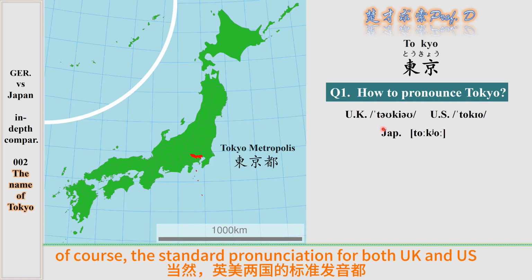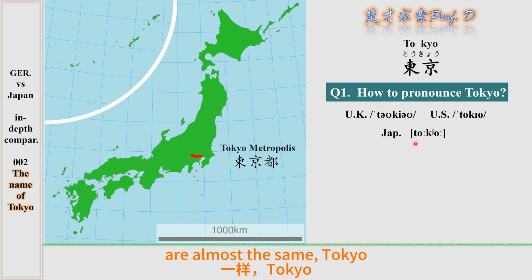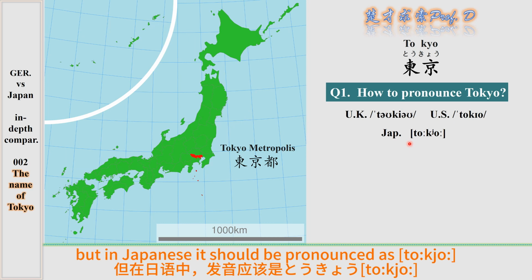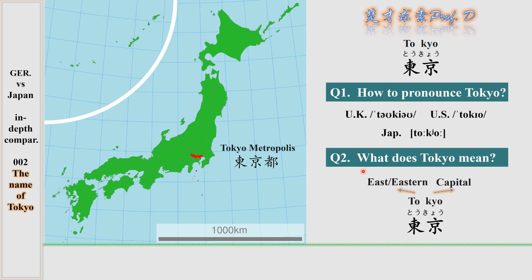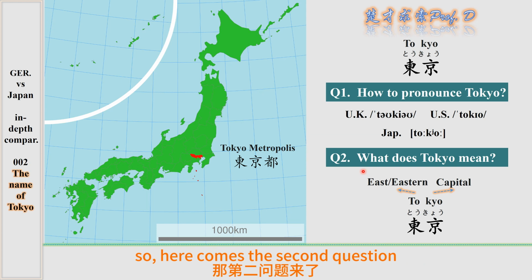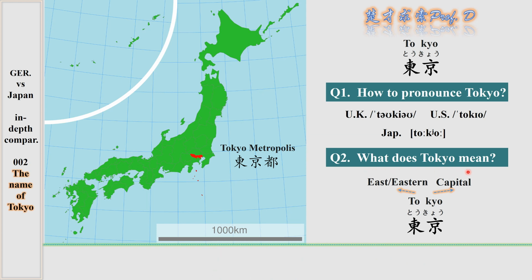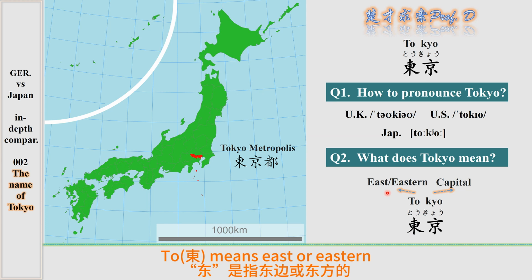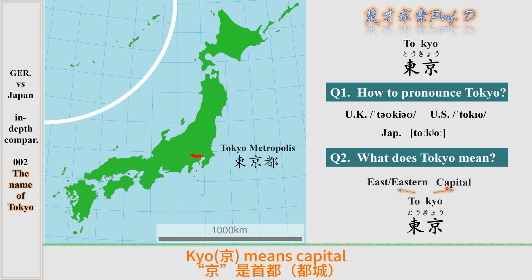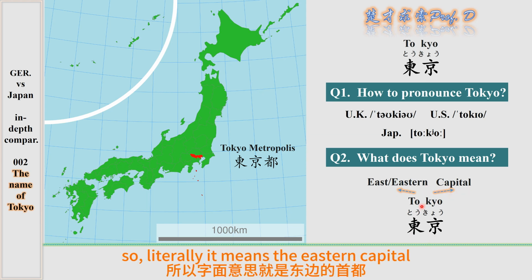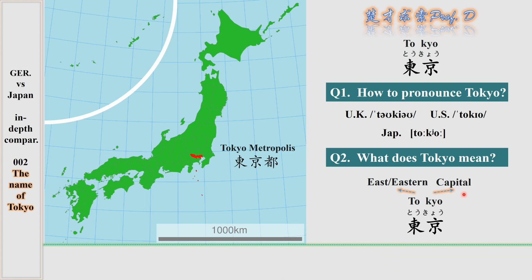Of course, the standard pronunciation for both UK and US are almost the same, Tokyo. But in Japanese, it should be pronounced as Tokyo. So here comes the second question. What does Tokyo mean? To means east or eastern. Kyo means capital. So literally it means the eastern capital.